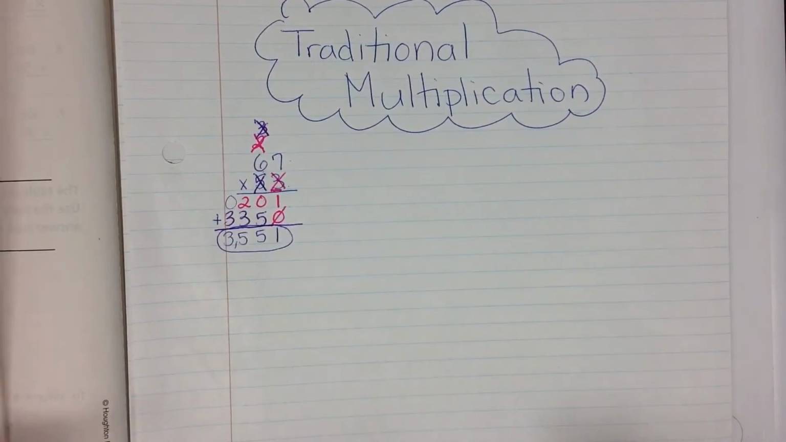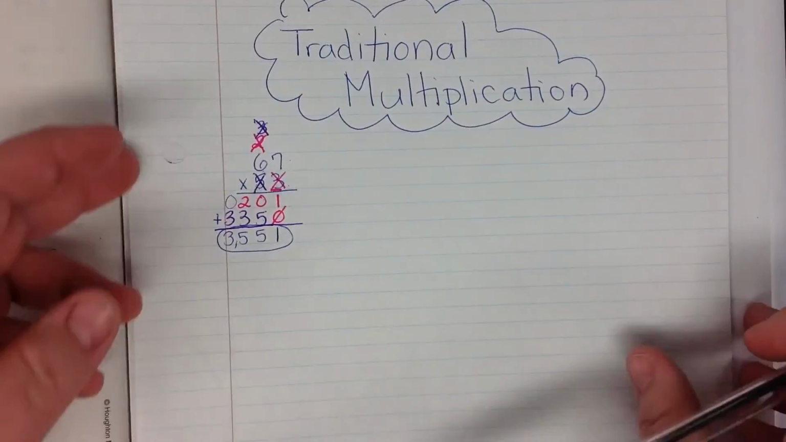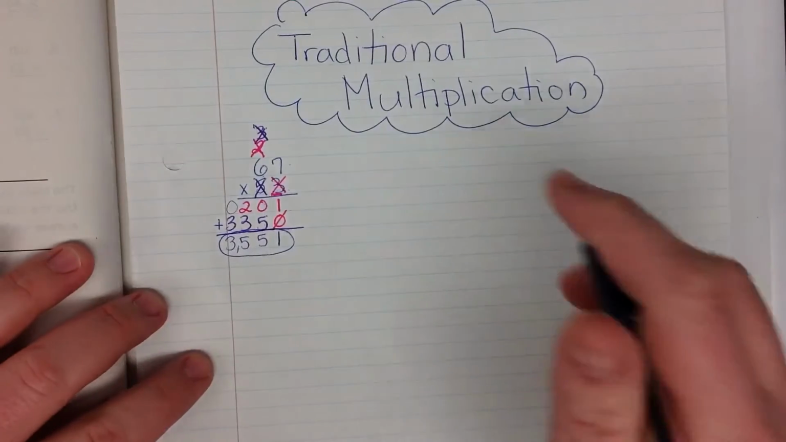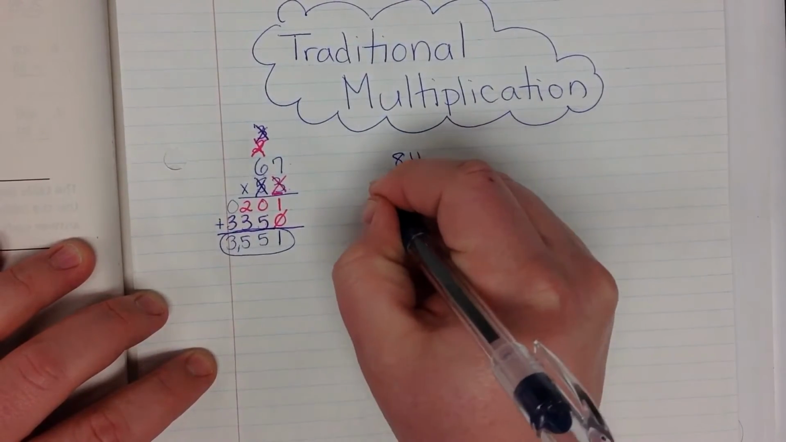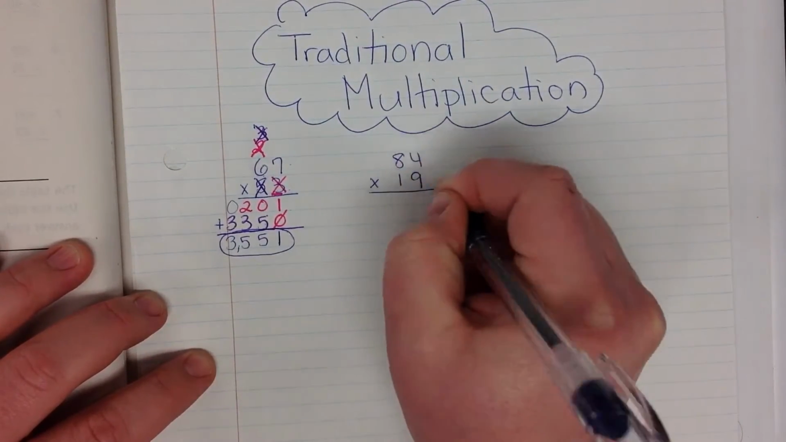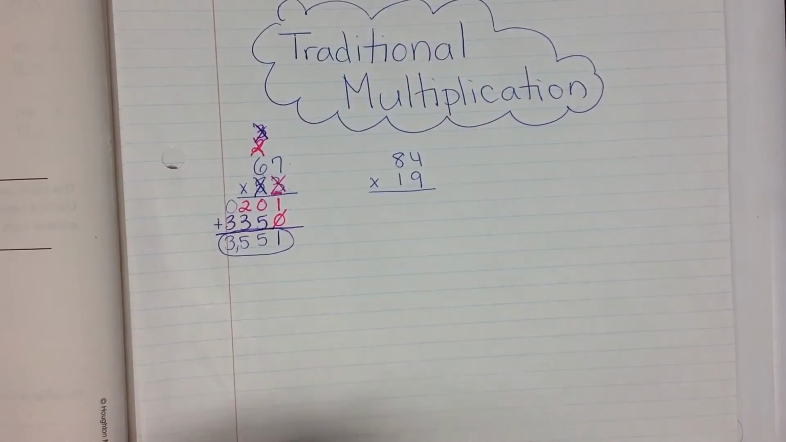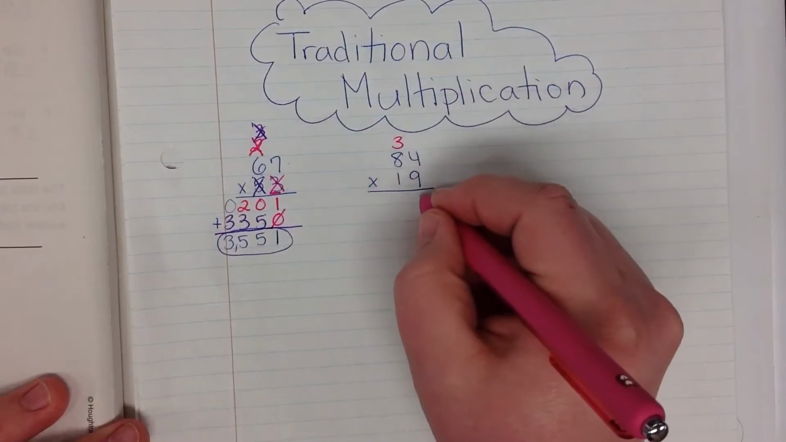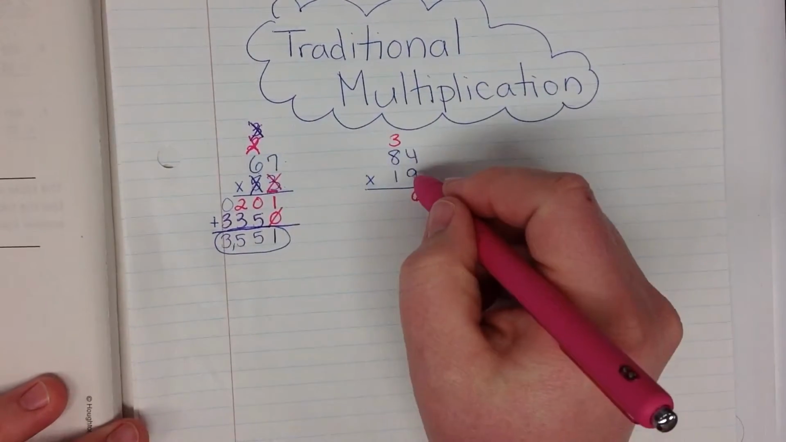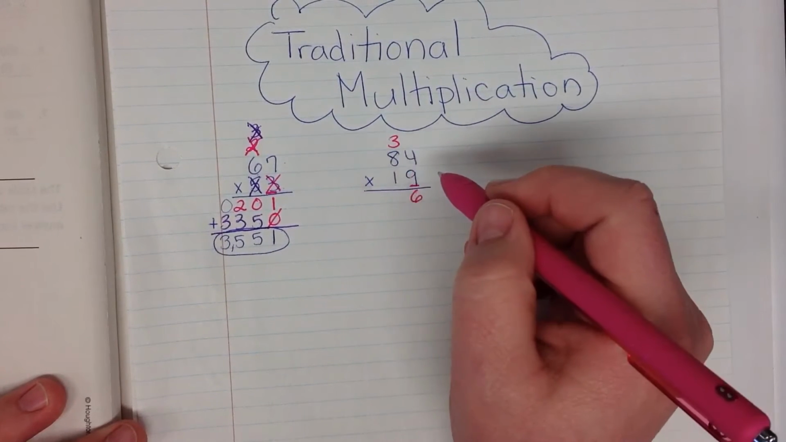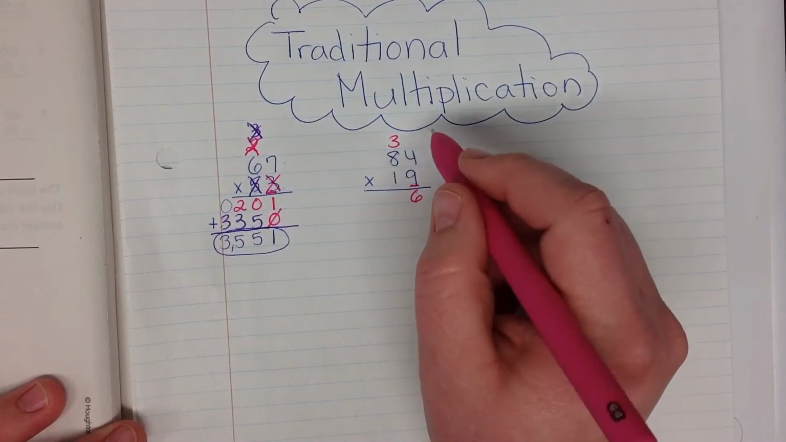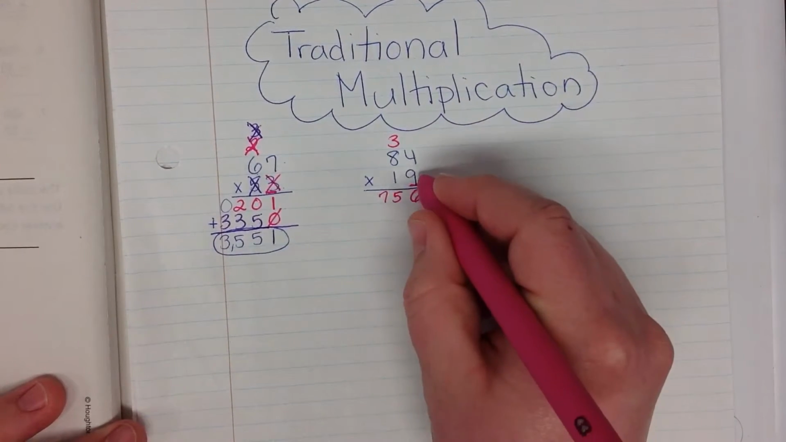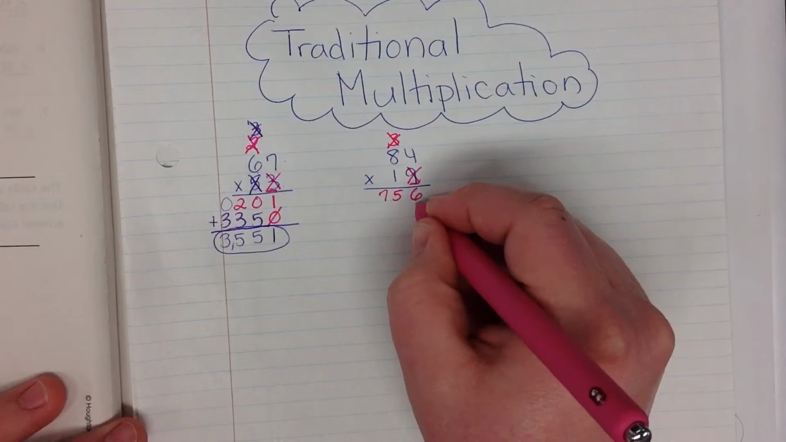Alright, let's do another one of those. If we have, let's say, one of the ones from the homework tonight, 84 times 19. Okay. Start with the ones place here. 9 times 4 is 36. 3 goes up top, 6 is there. 9 times 8 is 72. Plus 3 is 75. Cross out what we've used so we don't get confused, and drop the bomb.